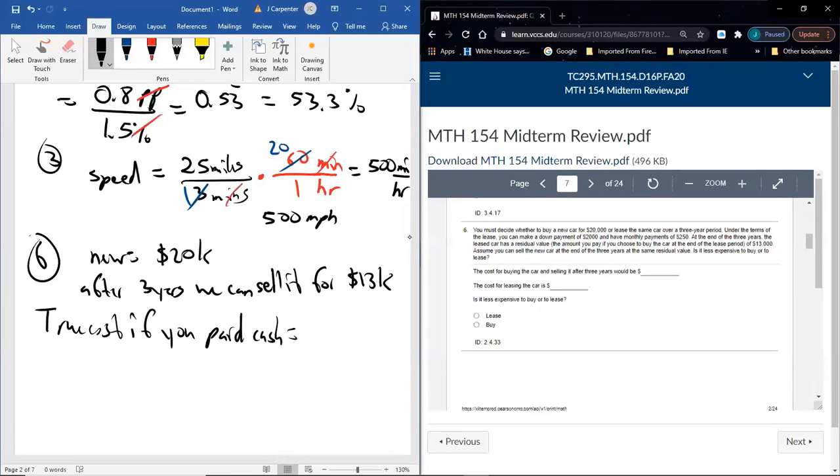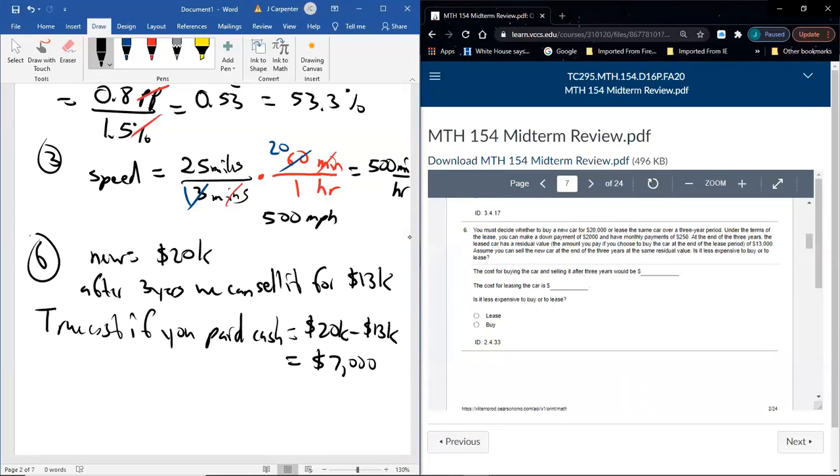Now you had other things like insurance, gas, repairs, etc., all that to consider. But at least when you threw 20 on the table 3 years ago and now you're going to walk away with 13, that means that your true cost, ignoring all other costs of the car, is the difference of what you paid and what you sell it for, which is $7,000. Now that's if you bought it with cash and you sold it and got that $13,000. That's the true cost after you're done with the car.